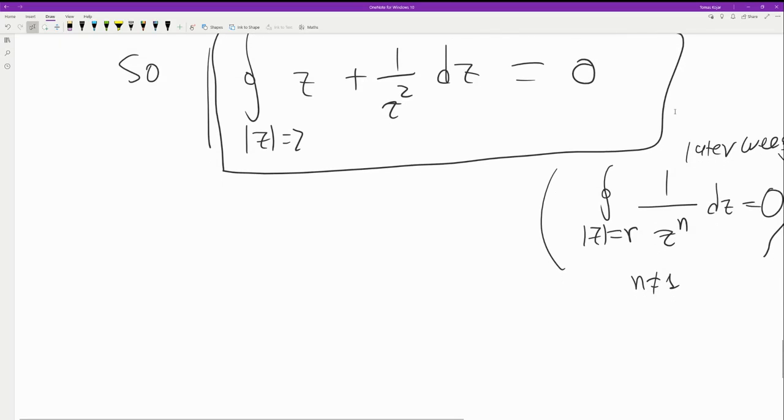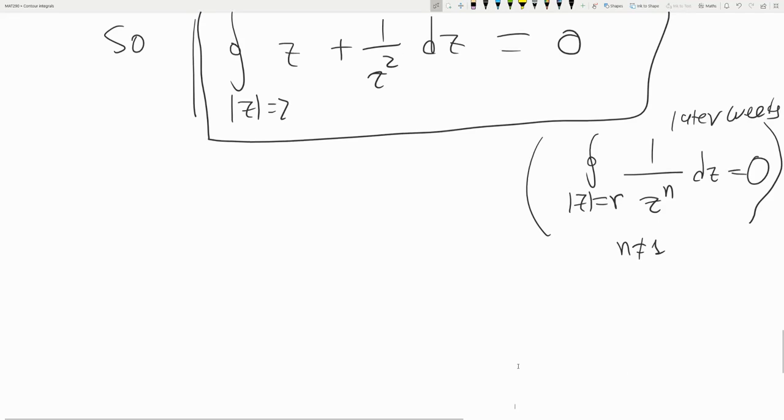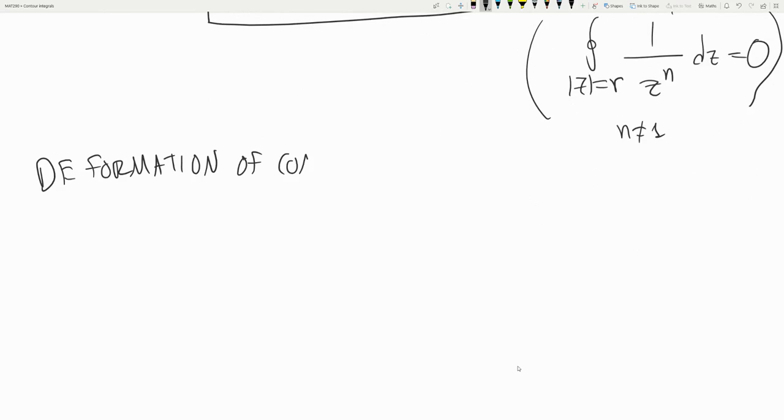Okay, so now let's talk about deformation of contour. This is a technique for making evaluation much easier.